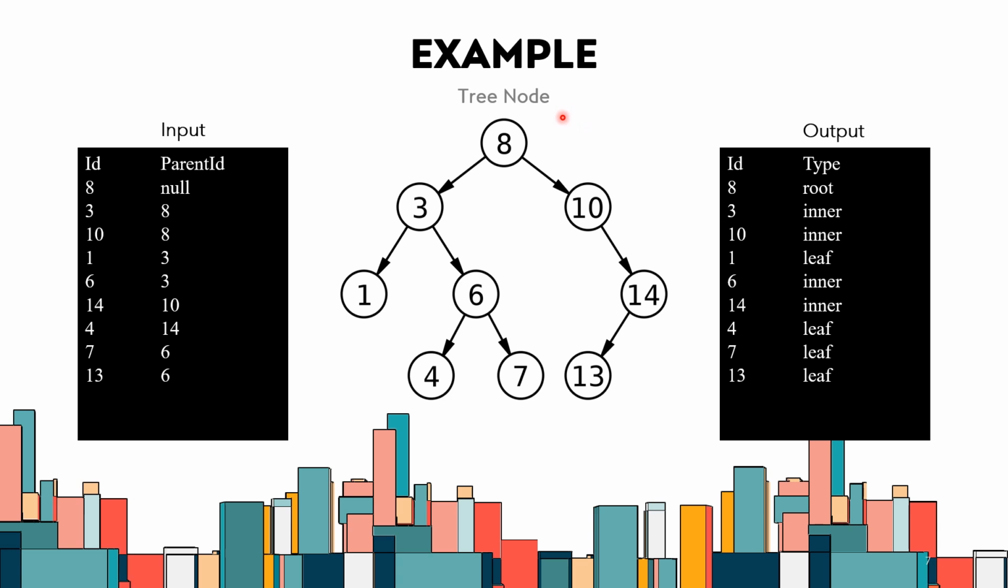Here is the tree example that I will be basing my input table off of in SQL. As you can see, our input is categorized by the ID of the node, so 8, 3, 10, 1, 6, 14, 4, 7, 13, and its corresponding parent node. Of course, 8 is the only node without a parent because it is our root, and that should be categorized as such, as you can see in our output.